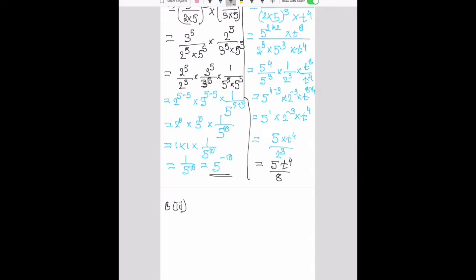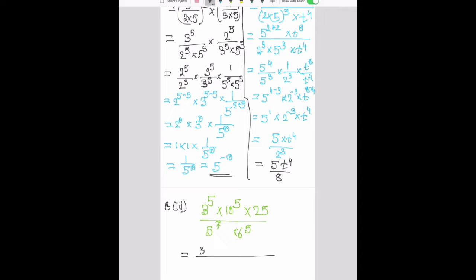Very easy. The expression that we have is 3 to the power 5 into 10 to the power 5 into 25, divided by 5 to the power 7 into 6 to the power 5. So what's the step? The main step is to break down the bases into their prime factorization.